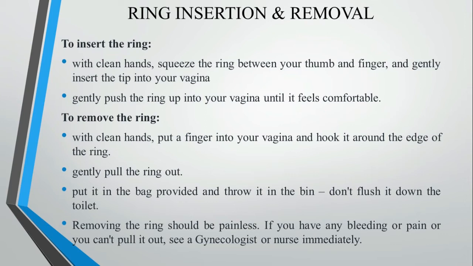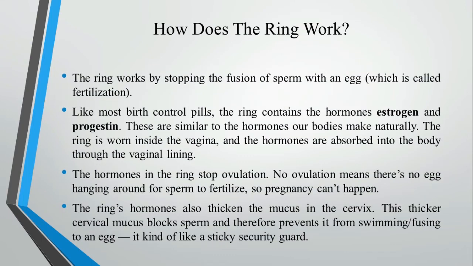Put it in the bag provided and throw it into the bin. Don't flush it down the toilet, however. Removing the ring should be painless. If you have any bleeding or pain, or you can't pull it out, see a gynecologist or nurse immediately. How does the vaginal ring work? The ring works by stopping the fusion of the sperm with an egg, which is called fertilization.